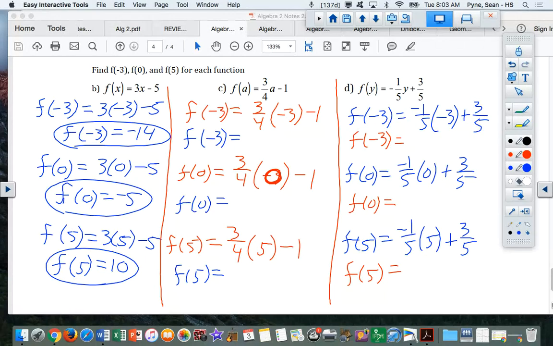All right. Let's see how we did. So when we plugged in -3, what did we get? Alex? I got -13 over 4. All right, -13/4. I rounded it and then did that. Let's leave it like that.